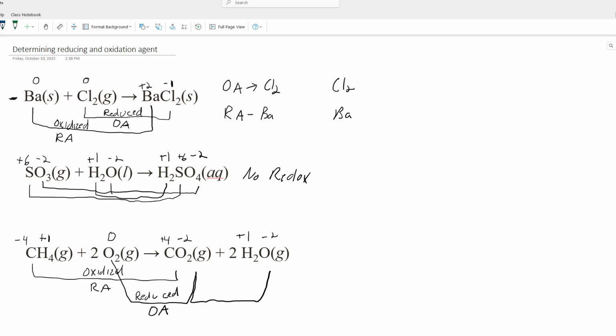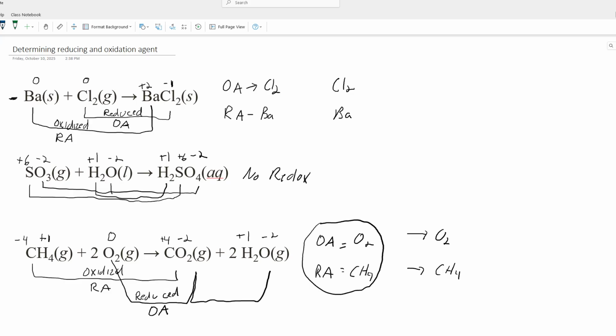So what are my answers going to be? The oxidizing agent is going to be O2. What has been reduced is the O2. The reducing agent is going to be the CH4. And the compound that has been oxidized is the CH4. Oftentimes this is how it's asked. There are some ALEKS questions that will say, what are the compounds being reduced?